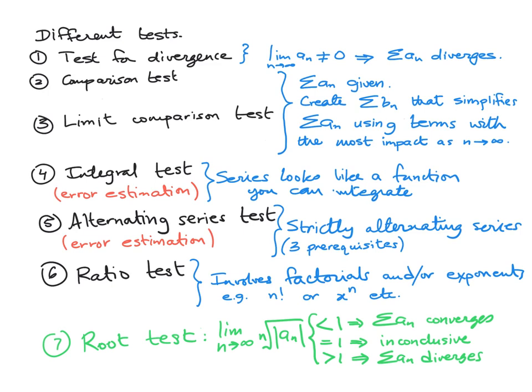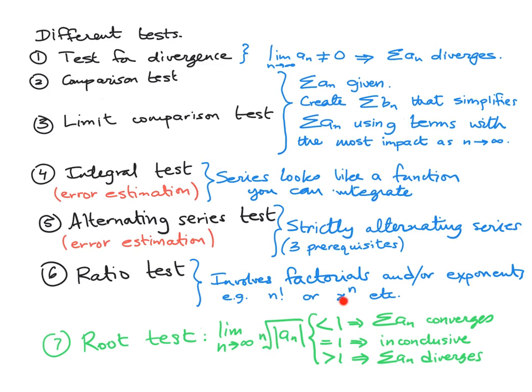And there's another test which I have not taught you, but it's very similar to the ratio test. I'm just going to mention it. There aren't any practice problems about it, but it's worth knowing, which is where you take the nth root of the absolute value of a sub n. If that limit is less than 1, then the series converges. If it's equal to 1, then it's inconclusive. Greater than 1, the series diverges.